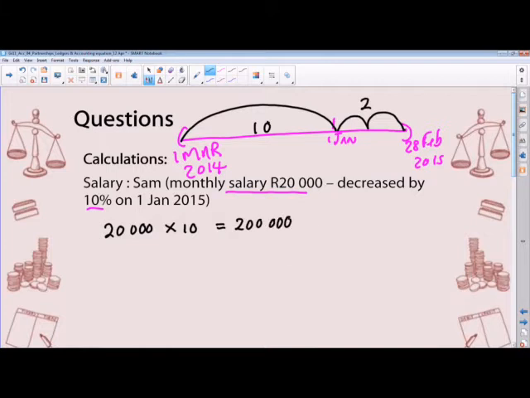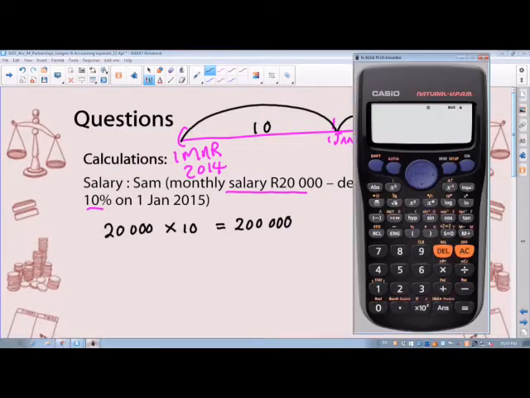And thereafter, for the next 2 months, if we take 20,000 and we decrease that by 10%, remember, if you decrease it by 10%, all you've got to do is multiply that by 90%. So his monthly salary now decreases to 18,000. So 18,000 times 2. So for the next 2 months, his salary is an amount of 36,000.